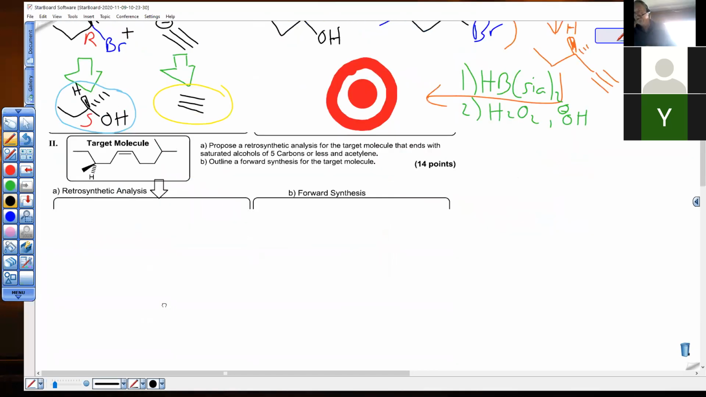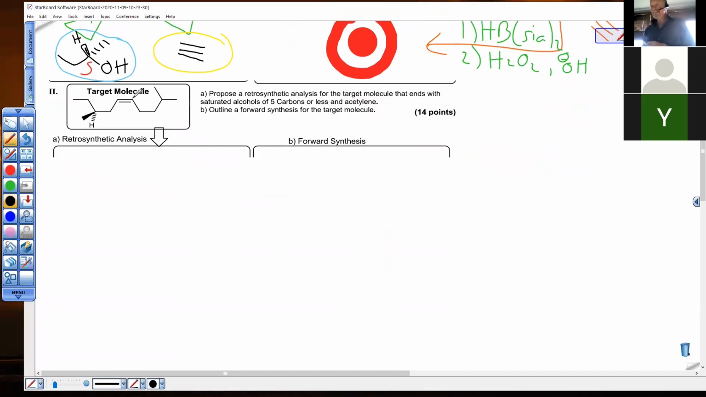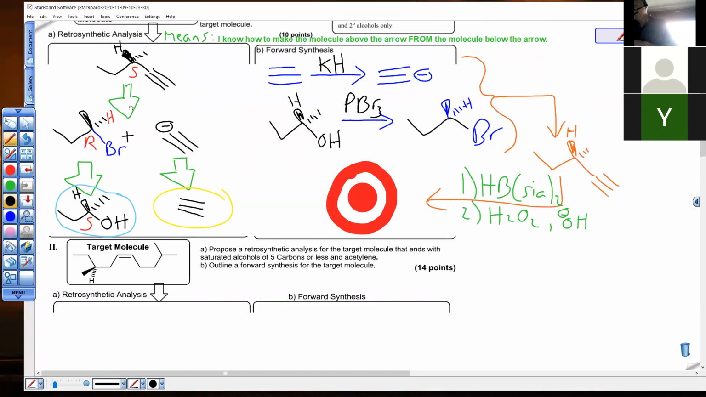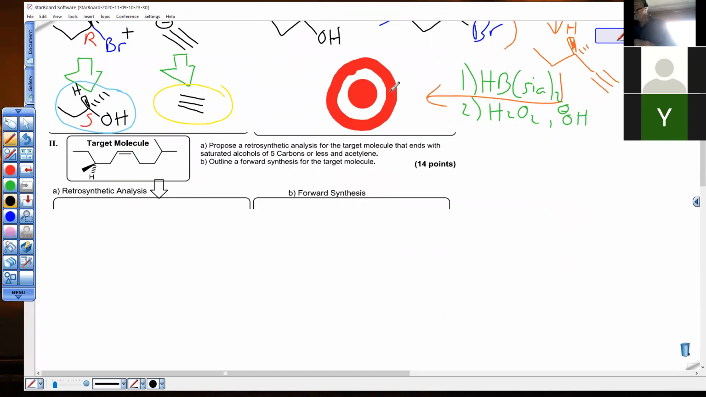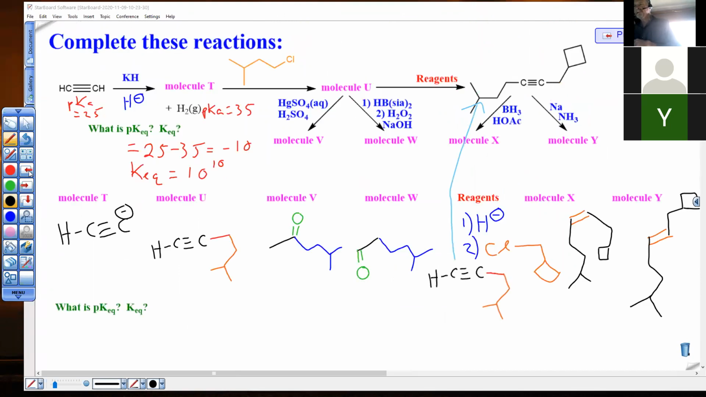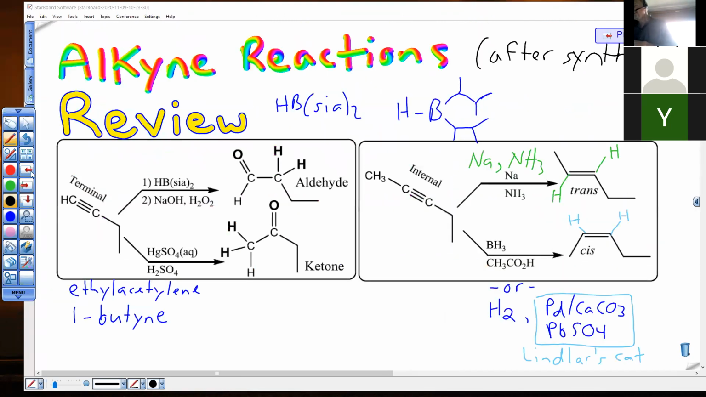We've got this target molecule. We're allowed the same useful reaction at the top of the page. And I need to make this target molecule. And that's got what in it? Not an aldehyde or a ketone. Got a cis alkene. And we have a cis alkene.